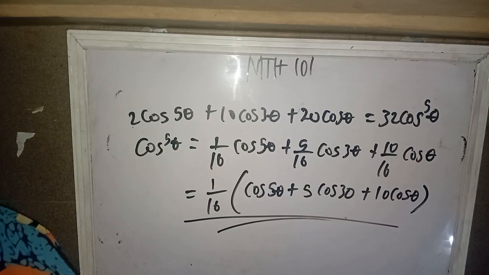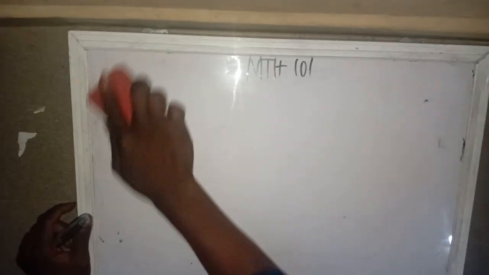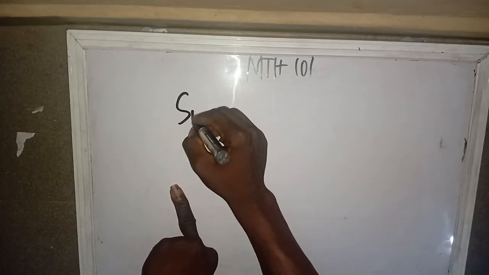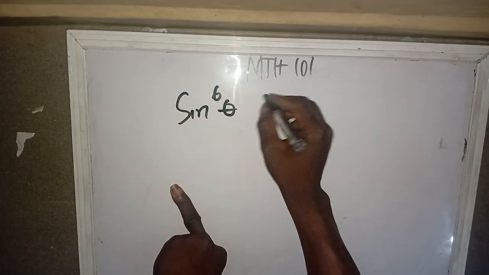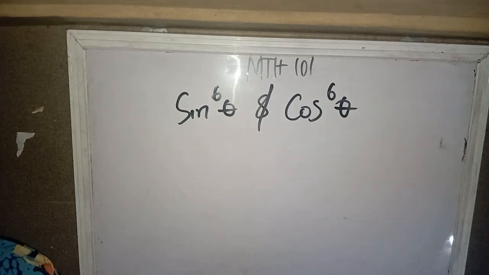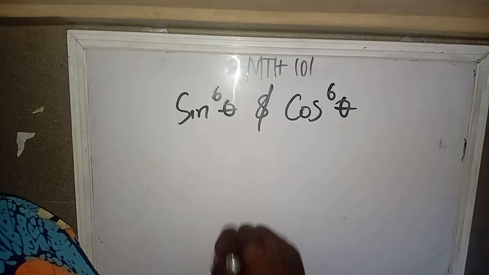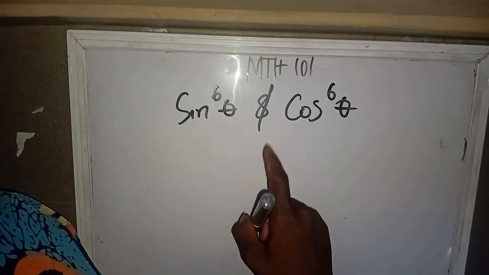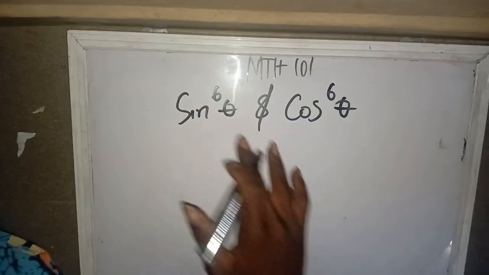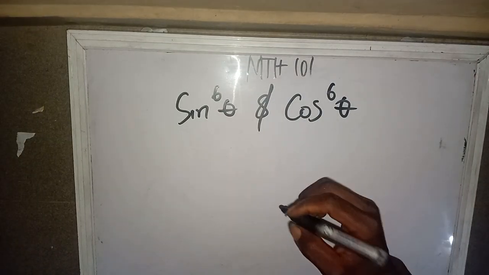I'm going to give an assignment on this. Okay, let me give the assignment now. Do it for sine 6 theta and cos 6 theta. Using cosine and sine functions, as a product of multiple angles. What we just did, do it for this one and submit on my Gmail.